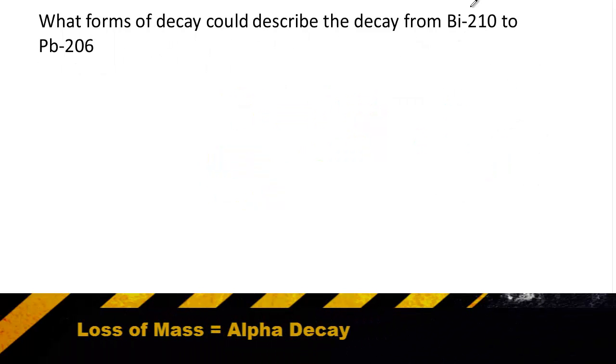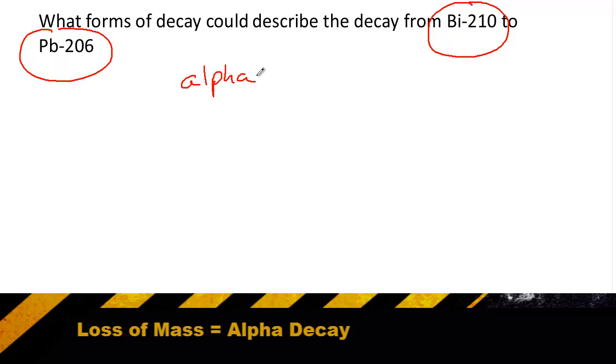Let's try one more. This time the question is asking us what kinds of decay could bring us from bismuth 210 all the way down to lead 206. The first thing we should recognize is that we're losing mass, and the only form of decay that reduces mass is alpha decay. Gamma decay and beta decay don't change the mass of the nucleus.